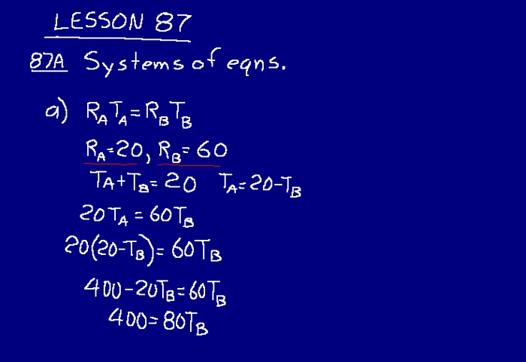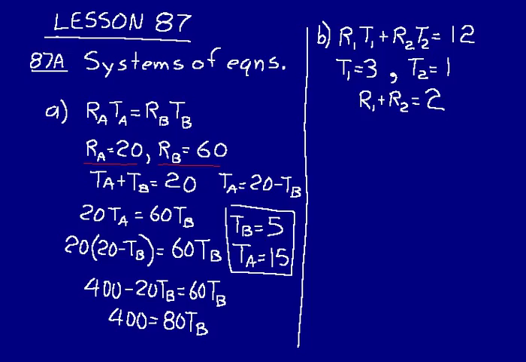And divide both sides by 80, or just think 80 times what equals 400? That would be 5. So TB is equal to 5. So let me write that up here. TB equals 5. If TB is 5, then directly above that we have what TA would be. 20 minus 5 is 15. So TA equals 15. The total of those two is 20, just like our original expression, TA plus TB equals 20. So that helps us know that we did the problem correctly.